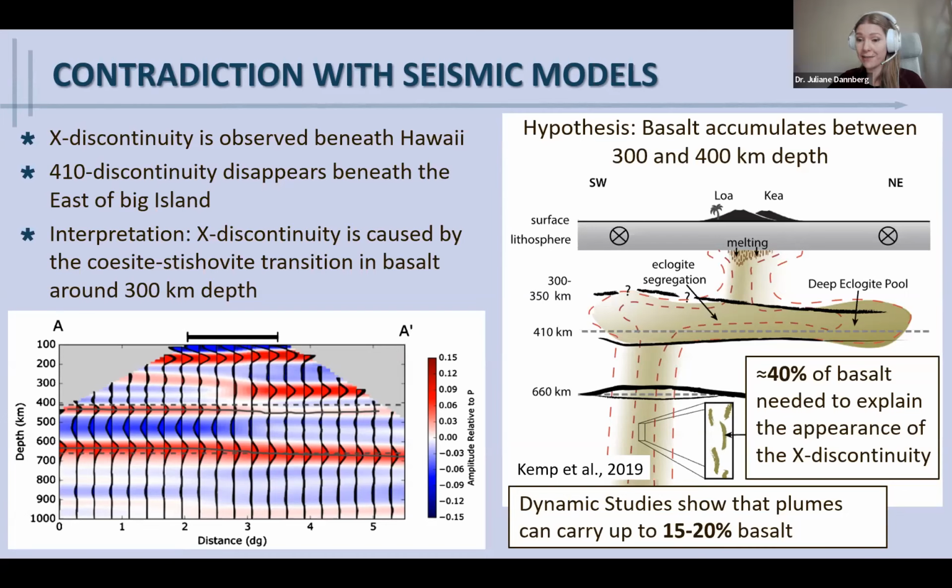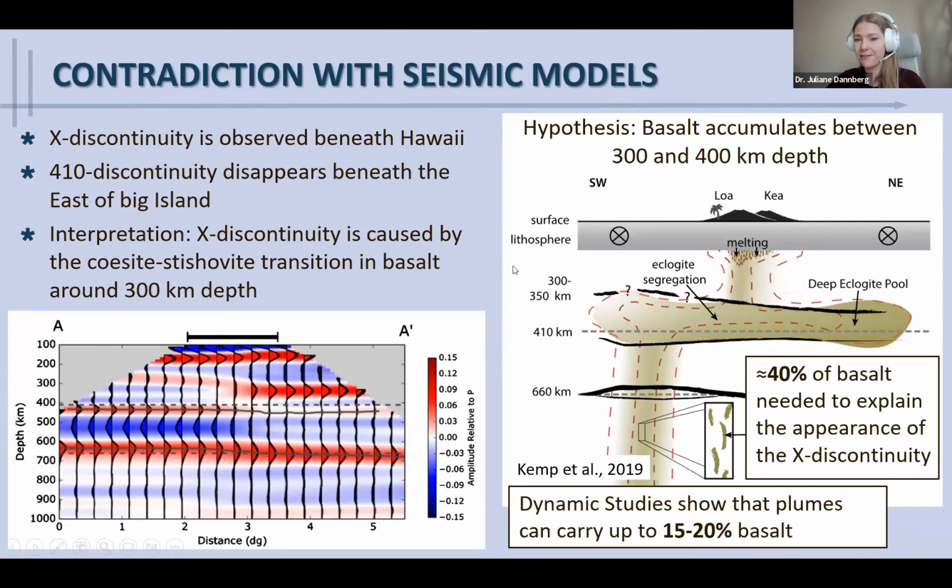Now, the problem with that is that we would need 40% of basalt to reproduce these observations, but we just saw that plumes can only carry 15 to 20% basalt, otherwise they wouldn't be able to reach the surface anymore. And so we wanted to set up geodynamic models to see if there's another mechanism. So if we have a plume that only carries 15 to 20% basalt, is there a mechanism that would allow basalt to accumulate up to this percentage to reproduce the observation of the X discontinuity and to resolve this contradiction between these two studies?